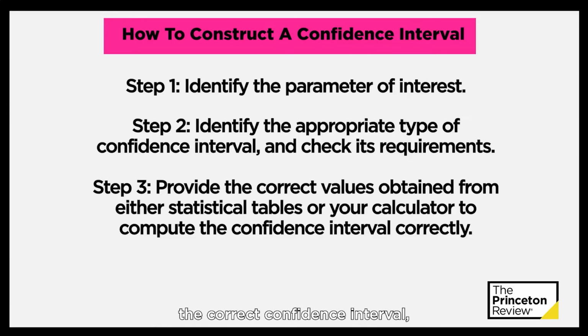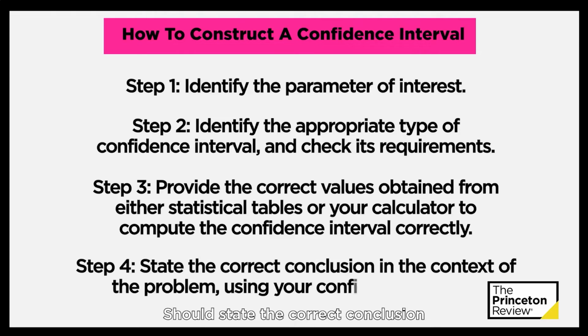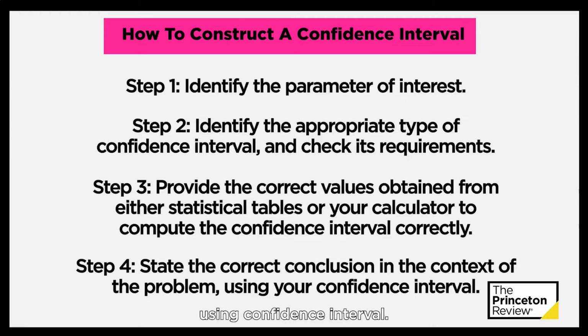After you've computed the correct confidence interval, be sure to state it as a lower limit and an upper limit. So, for example, P equals 0.62, 0.68. That leads us to step number 4, the final step. You should state the correct conclusion in the context of the problem using confidence intervals. So, for instance, if your 95% interval for P is indeed 0.62, 0.68, then write, we are 95% confident that the proportion of voters in Iowa in favor of the governor's position is between 0.62 and 0.68.